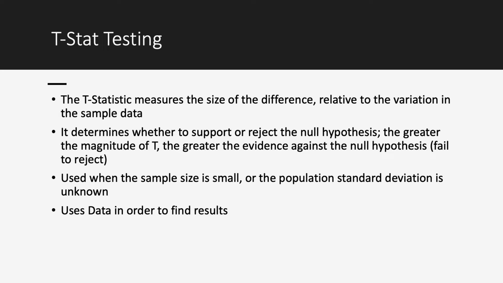The t-statistic measures the size of the difference relative to the variation in the sample data. It determines whether to support or reject the null hypothesis. The greater the magnitude of t, the greater the evidence against the null hypothesis, meaning we reject it. Used when the sample size is small or the population standard deviation is unknown, and uses data in order to find results.